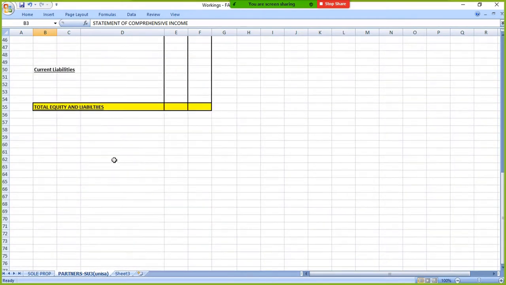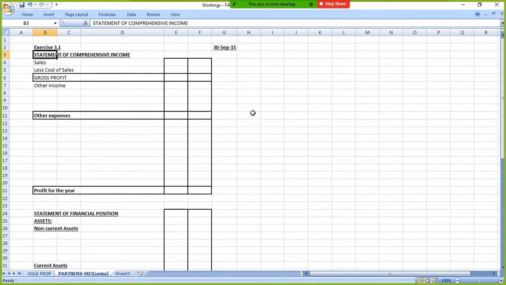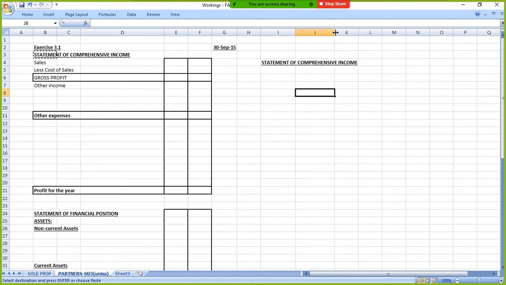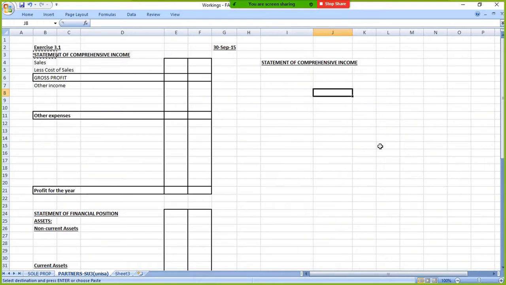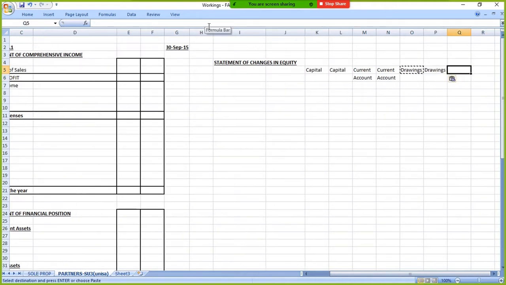Statement of change in equity, it's columns. So I'm going to do it on this side actually, so I can change the size of the columns. With the statement of changes in equity, you'll have columns. Capital, capital, current accounts, drawings, drawings, appropriation.